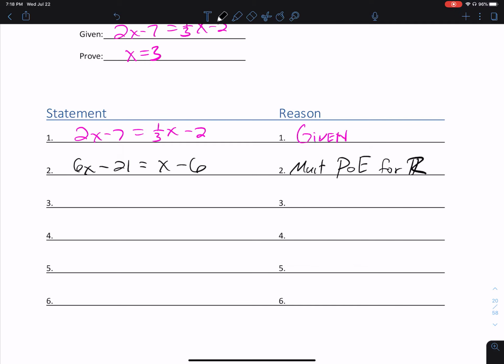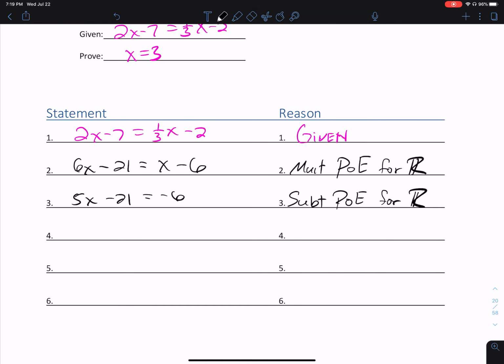For the multiplication property to work, when you say you're going to multiply both sides by a number, you have to multiply every term by that number. From here, I don't have any fractions. So I'm going to get my x's together. I'm going to subtract x from both sides of the equation. It's going to give me 5x minus 21 equals negative 6. If you wish to do something different than that, go for it. As long as you follow the rules of algebra, you can do whatever you want. So this is the subtraction property of equality for real numbers.